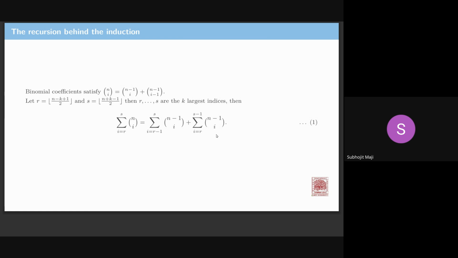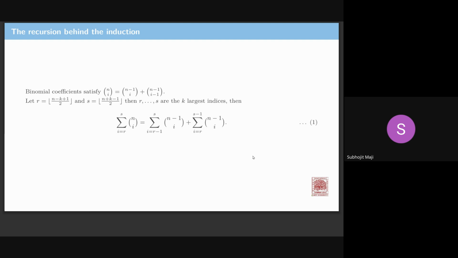So if you think about it, for this n minus 1 choose i, what I did is, for this second term that is there, I took these indices and then I took a minus sign of it.